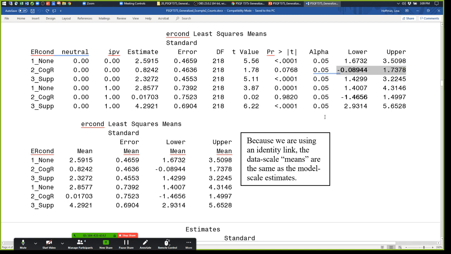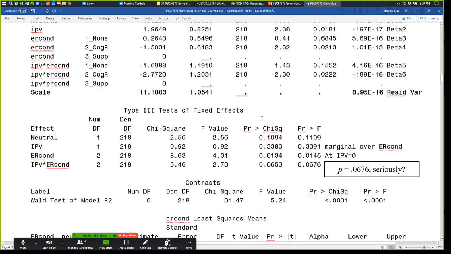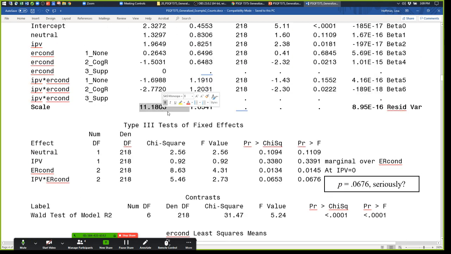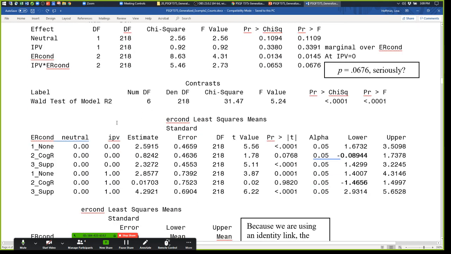And this is from the normal? This is from the normal, yep. And the normal says that these standard errors, the only thing that makes them differ from each other is the sample size in each of these groups. They're based on the idea that the model has one residual variance, and that residual variance is 11. It's unrelated to the mean. That's what the model says.